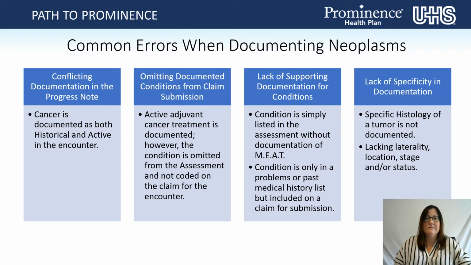Lack of supporting documentation for conditions. The condition is simply listed in the assessment without documentation of M, E, A, or T. The condition is only in a problems list or past medical history list, but it's included on a claim for submission and not supported in the progress note documentation. And then lack of specificity in the documentation. The specific histology of a tumor is not documented, or the documentation is lacking laterality, location, stage, and/or status of the malignancy.